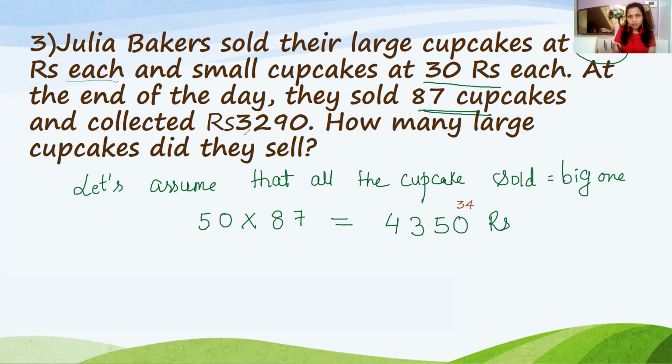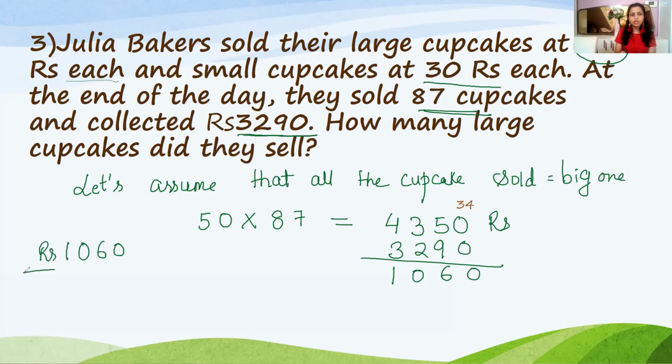Now how much is given? This much is the actual earning. So we find the difference, which is 1060 rupees. Now, what is the difference in the price of the two cupcakes? 50 and 30, so the difference is 20 rupees. So if you divide, how much do you get?